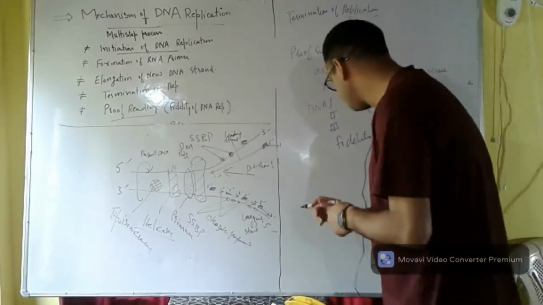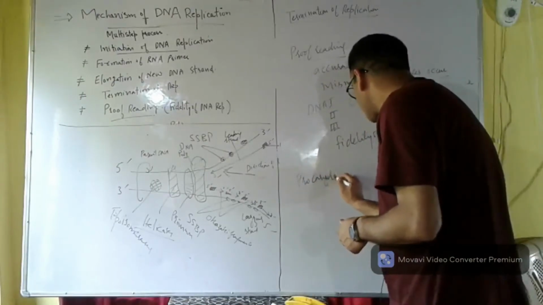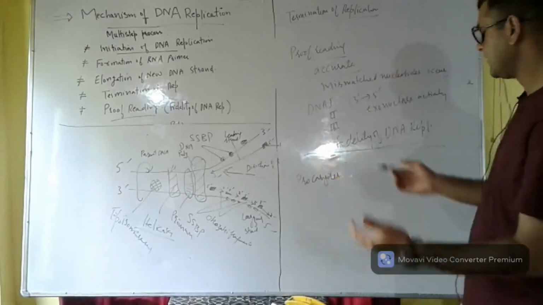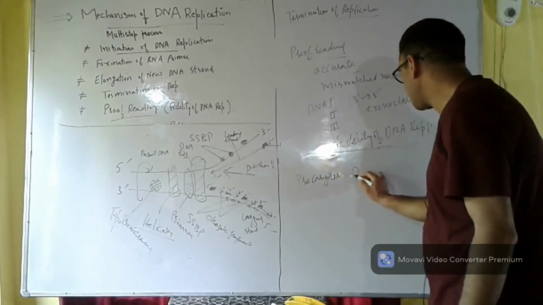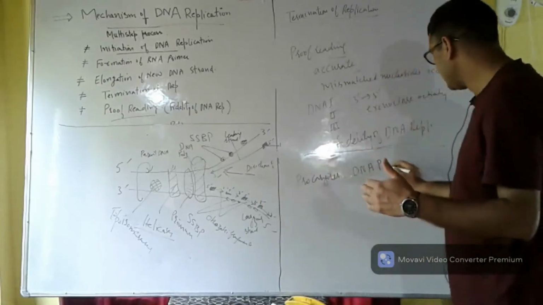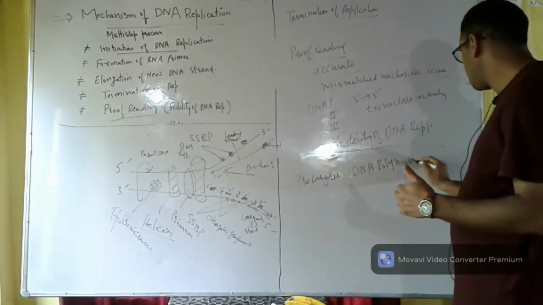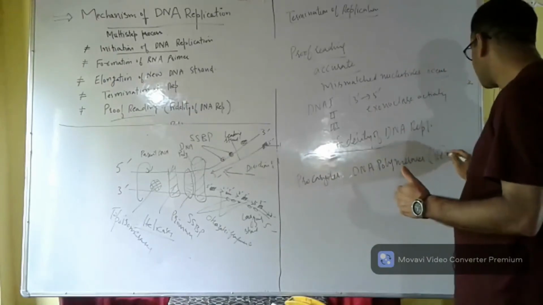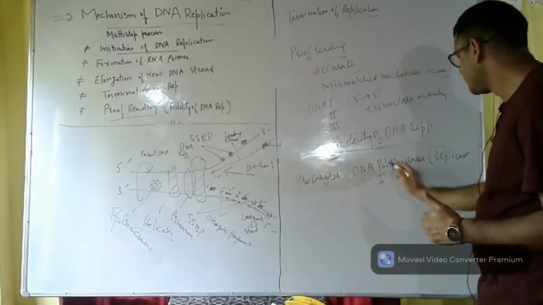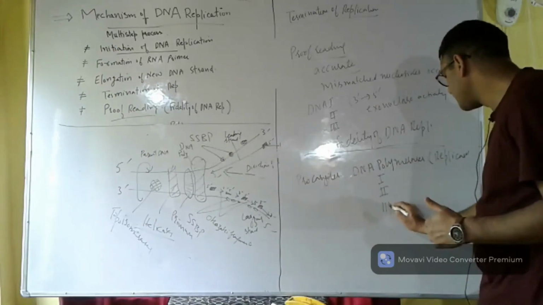So in case of prokaryotes, this was about the DNA replication. In prokaryotes, we have 3 types of DNA polymerases. DNA polymerases are the main enzymes of DNA replication. DNA polymerases are also known as DNA replicases. There are 3 types in prokaryotes: DNA polymerase I, DNA polymerase II, and DNA polymerase III.